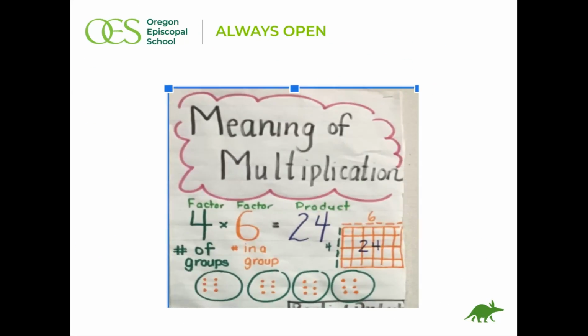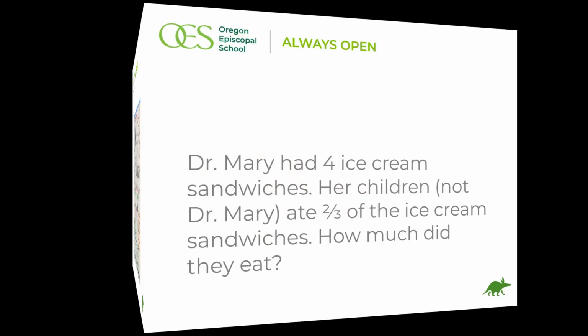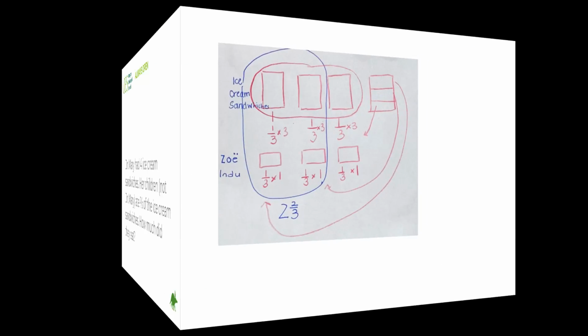As a reminder, the meaning of multiplication: one factor represents the number of groups, and the second factor represents the number in a group. And the problem, as a reminder, was Dr. Mary had 4 ice cream sandwiches. Her children, not Dr. Mary, ate 2/3 of the ice cream sandwiches. How much did they eat?